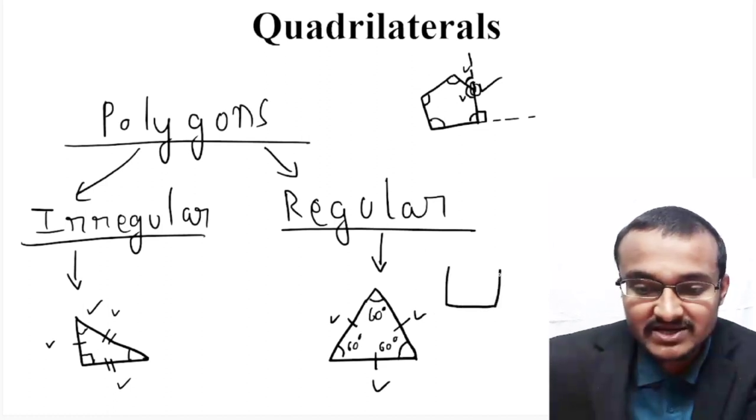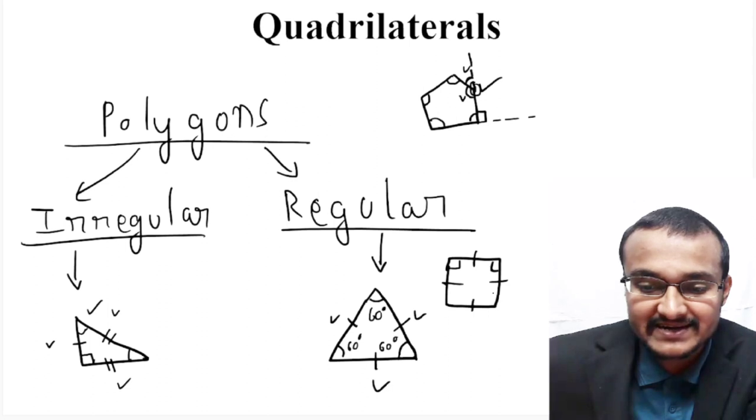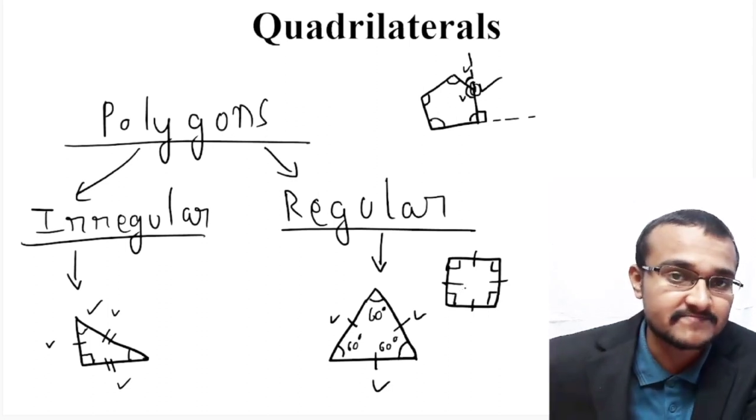Even a square can be a regular polygon, because in a square all sides will be equal and all angles will be equal to 90 degrees. So here also you can see all interior angles are equal and all line segments are equal. So a square can also become a regular polygon.